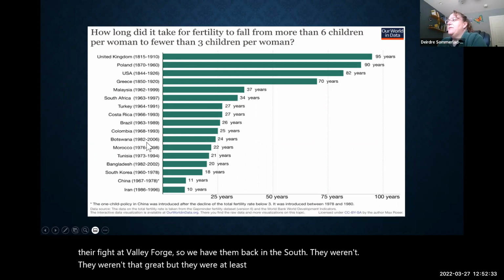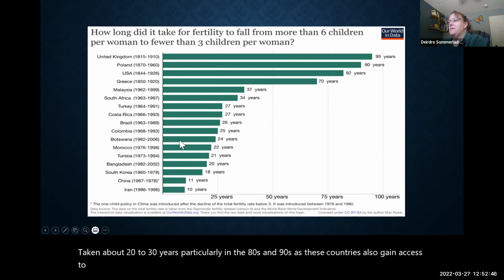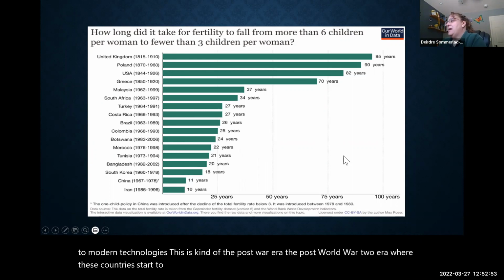We can see a lot of countries taking about 20 to 30 years, particularly in the 80s and 90s, as these countries also gain access to modern technologies. This is kind of the post-war era, the post-World War II era, where these countries start to really modernize. So this kind of gives you a feel of what that looks like.